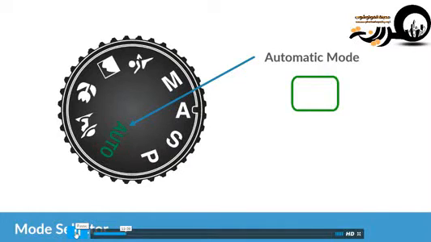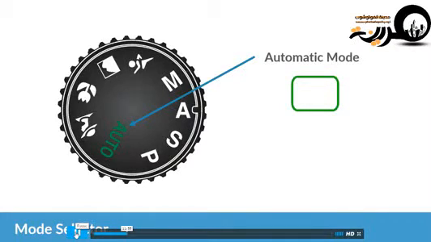Basically, automatic removes all creative control and it just captures the scene with whatever combination of settings the camera thinks is best to make sure that the correct amount of light is in the scene. Automatic mode just wants to make sure that the exposure is correct, but it does not know anything else about what you're trying to achieve with the photograph.